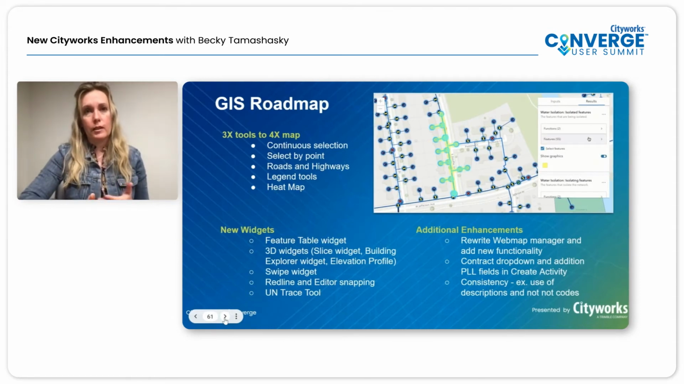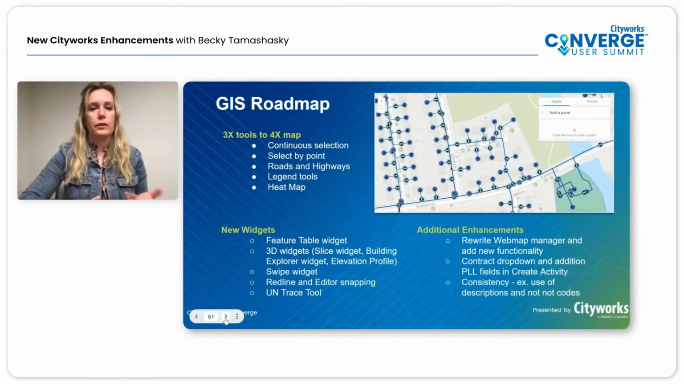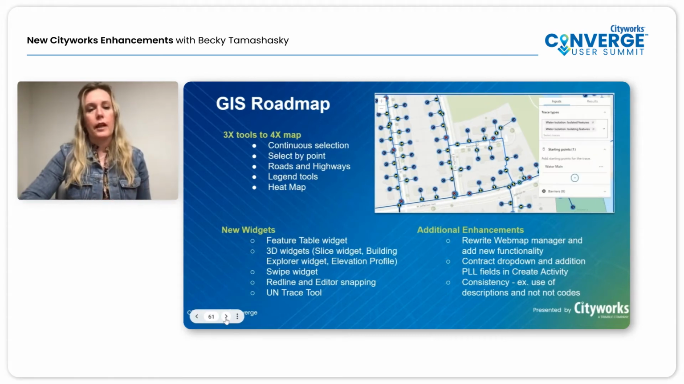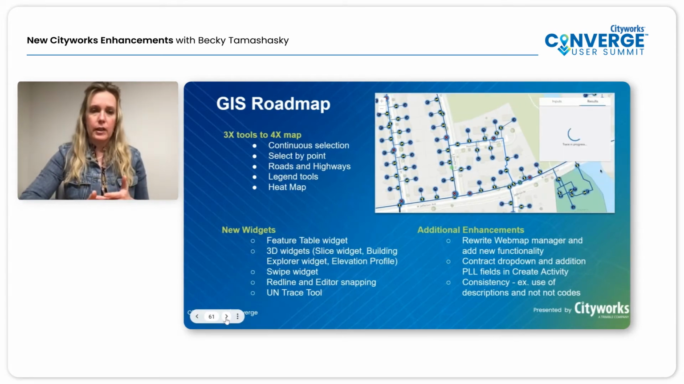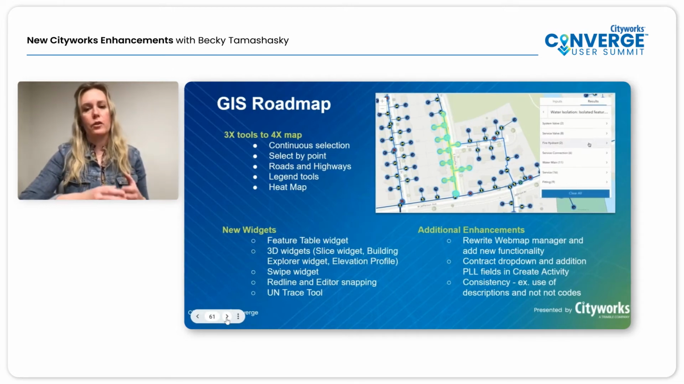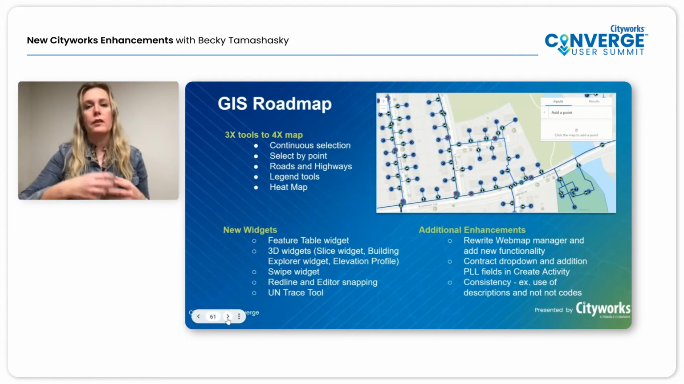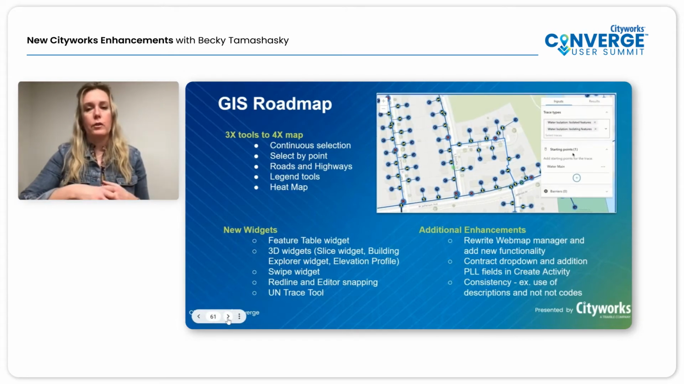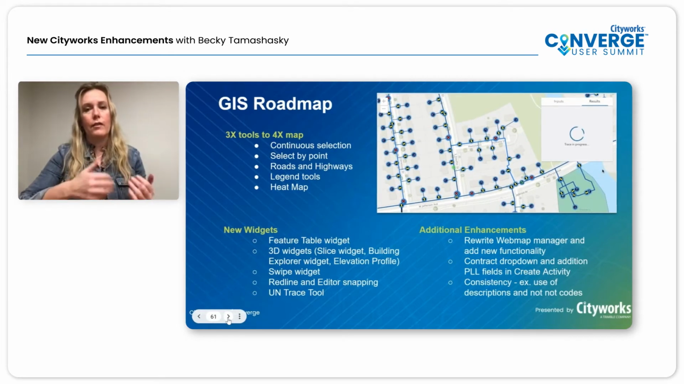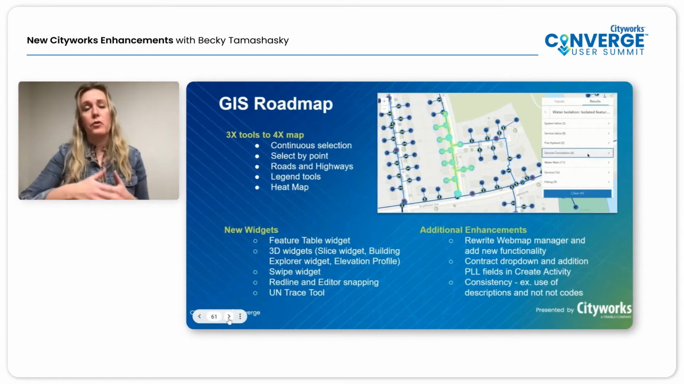We're also going to be introducing some new widgets because of the new functionality we're providing along the lines of 3D and the UN. So being able to have those 3D widgets there for, you can see here the Slice widget, Building Explorer, actually getting into some of the redlining and editor snapping, but then also with the utility network trace tool, incorporating that in our 4X map to provide users with a seamless context and experience so that they can actually go through and perform that utility network tracing within the Cityworks map, select the assets such as valves. If there's a water main break and they need to shut down services, having that all available to create those work orders immediately and just stay within that single context to perform that entire workflow.